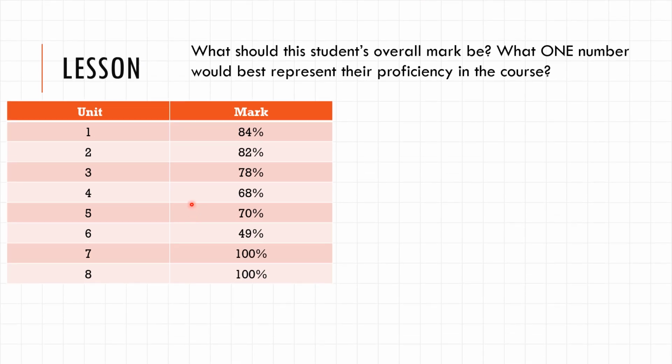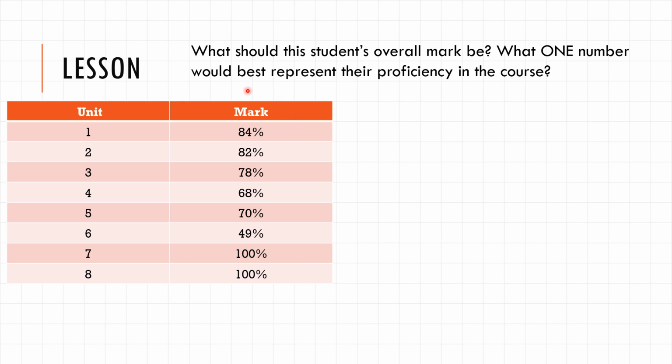Looking at just one particular student, let's take a look at all of their marks in various units. Okay, so we can see that in Unit 1 they got an 84%, in Unit 4 they got a 68%, Unit 7 and 8 they crushed, getting 100% in both. So what should their overall mark be? This is a question that a teacher frequently has to decide when they're looking at all of their different marks. What one number should go on their report card? What one number would best represent how proficient this student is in their course?